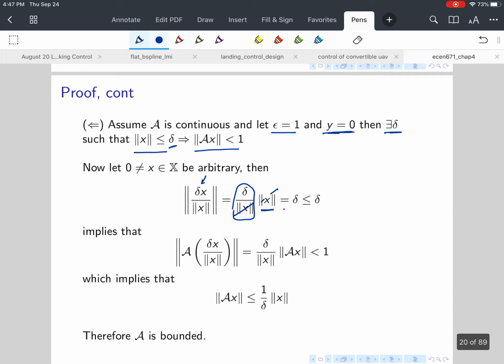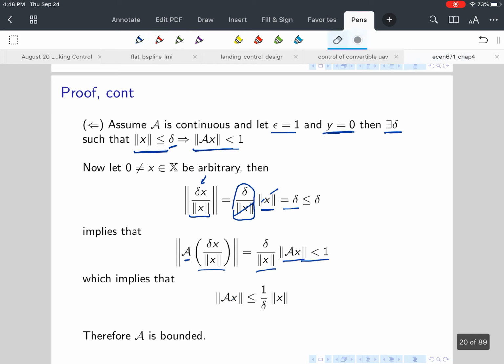And now the norm of x and the norm of x cancel, and we just get delta. So this whole thing is less than delta. So this vector here is less than delta. And we know that when it's less than delta, then the norm of Ax has to be less than 1. So that implies that when A operates on this, delta x divided by the norm of x, which we know is equal, by definition of the norm, to delta over the norm of x times the norm of Ax, that has to be less than 1.